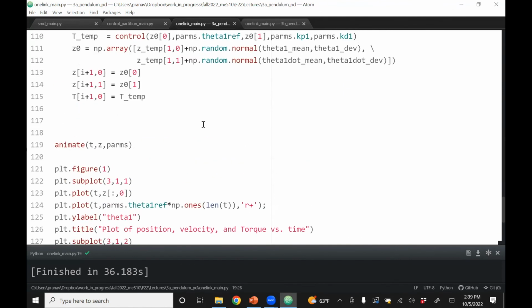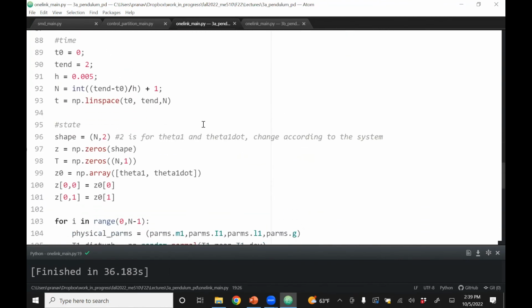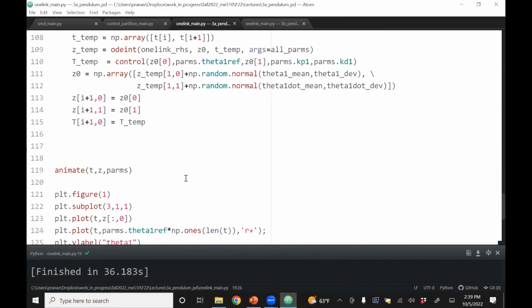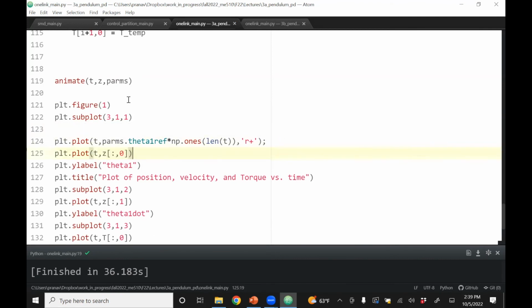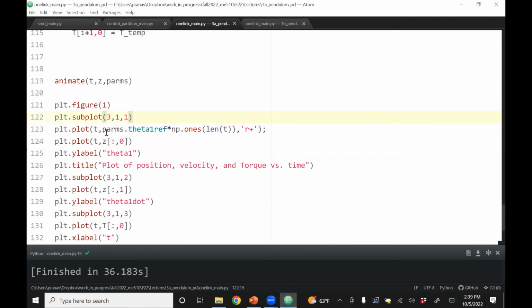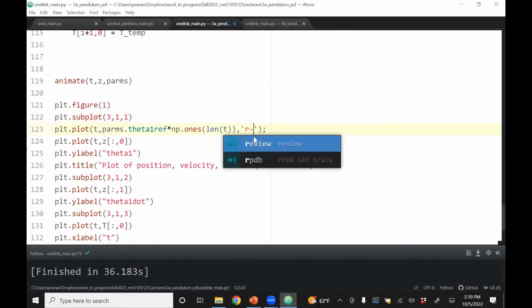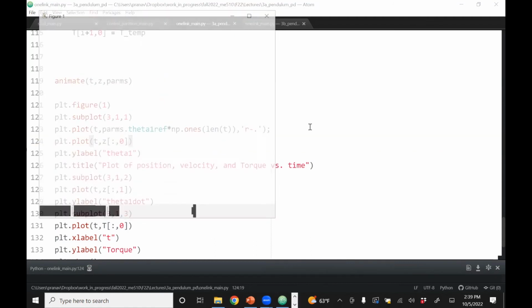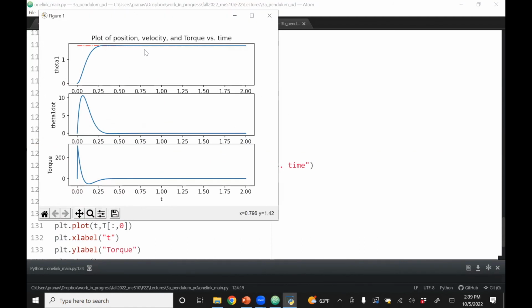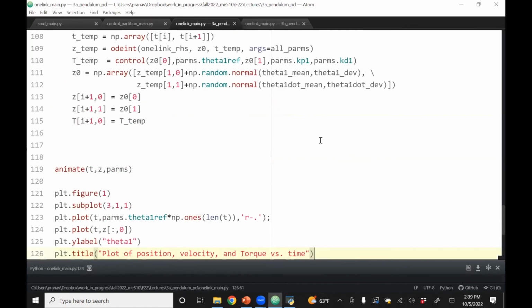Try this. I think this might have an effect. Print it after. Okay, so it looks like it's pretty good. You can see it's just right there. So the PD controller actually does a pretty good job here.